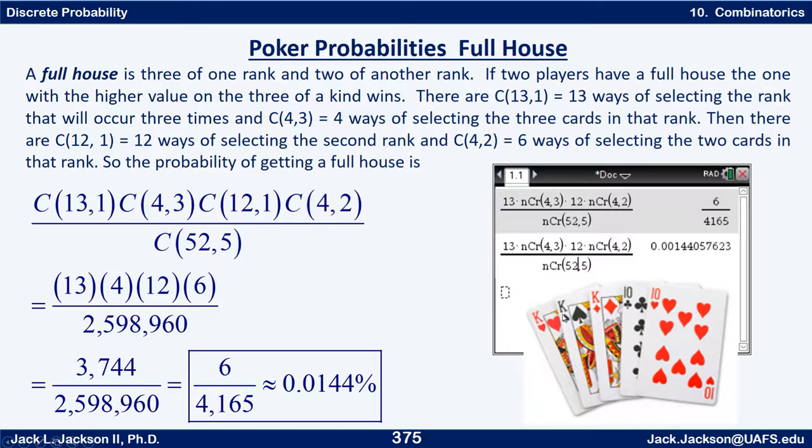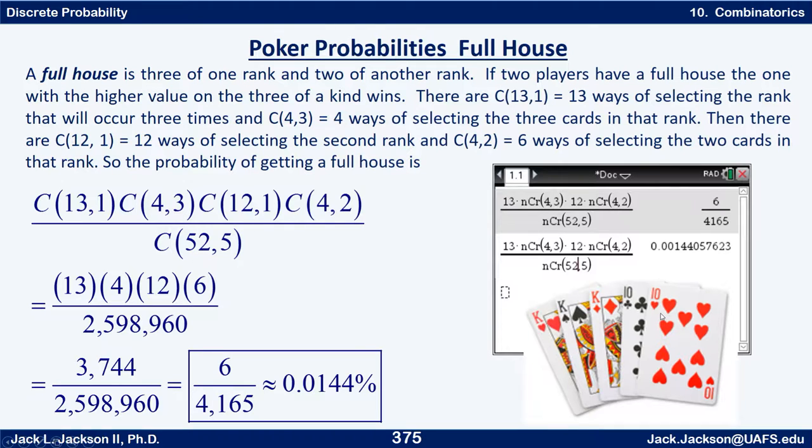Once you've picked the rank, now let's say we picked kings, then there are actually 4 different ways of picking the king that's not there, if you want to think of it that way. So that would be 4 choose 1 or 4 choose 3. Either way, that's 4 ways. So far we have 13 times 4. So 13 ranks, choose one of them for the 3 of a kind. The 4 cards in that rank, we're going to choose 3 of them to be in our hand. So that's 13 times 4.